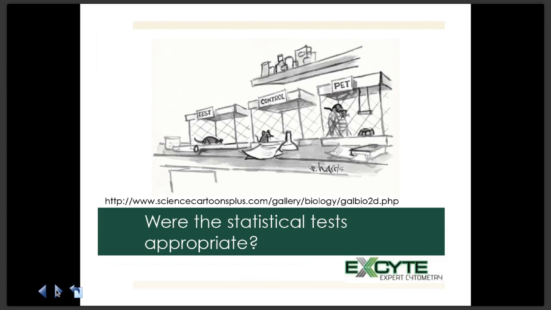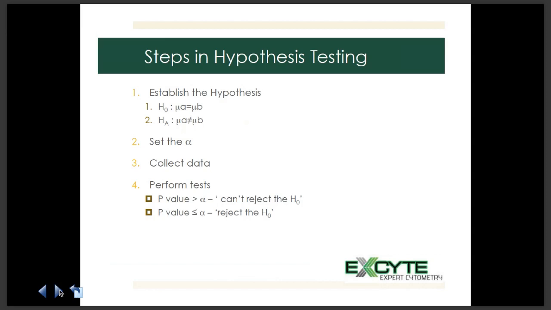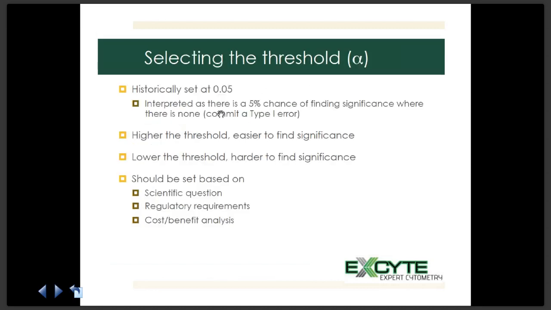Let's round out our talk with the last question that Begley asked, which is, are the statistical tests appropriate? Well, the steps in hypothesis testing are very straightforward. And these first 2 are things that you should do when you're designing your experiment. You should establish the null hypothesis, and you should set the threshold value. Once you've done that, you can proceed to your experimentation, because after that, you're going to take these hypotheses and the tests you've decided on and perform the experiment.